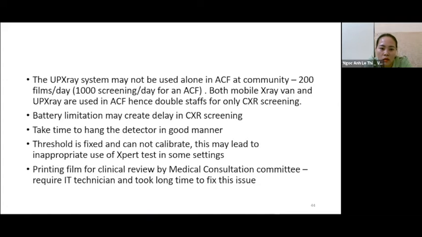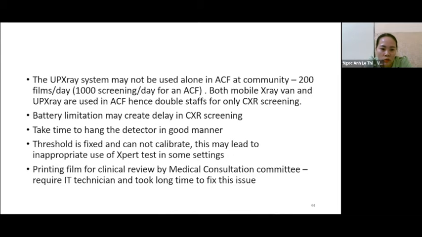Because it is fixed, it may lead to inappropriate use of Xpert tests in some settings, and then we may use the Xpert test more than expected.